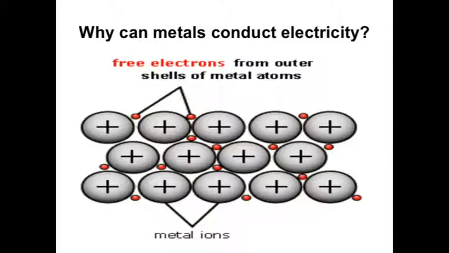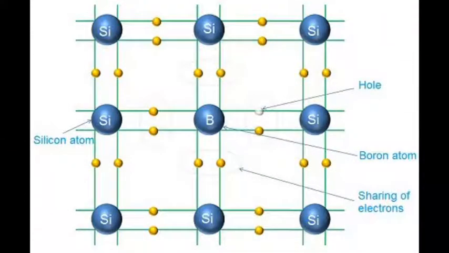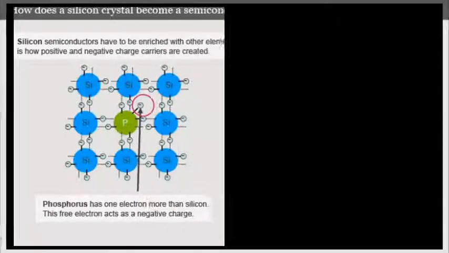Next one is non-metals. It is the reverse of metals. They cannot conduct heat and electricity. For example, oxygen and nitrogen are present in the atmosphere. Their atoms are very far from each other, so no attraction and repulsion are present between them, so no free electrons are present. That's why they cannot conduct heat and electricity, due to the lack of free electrons.